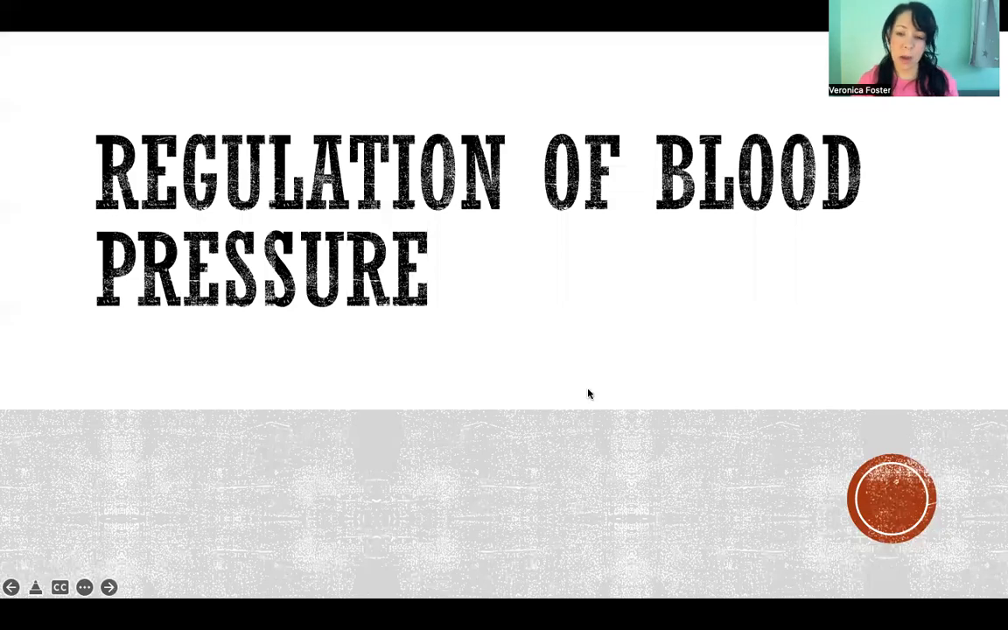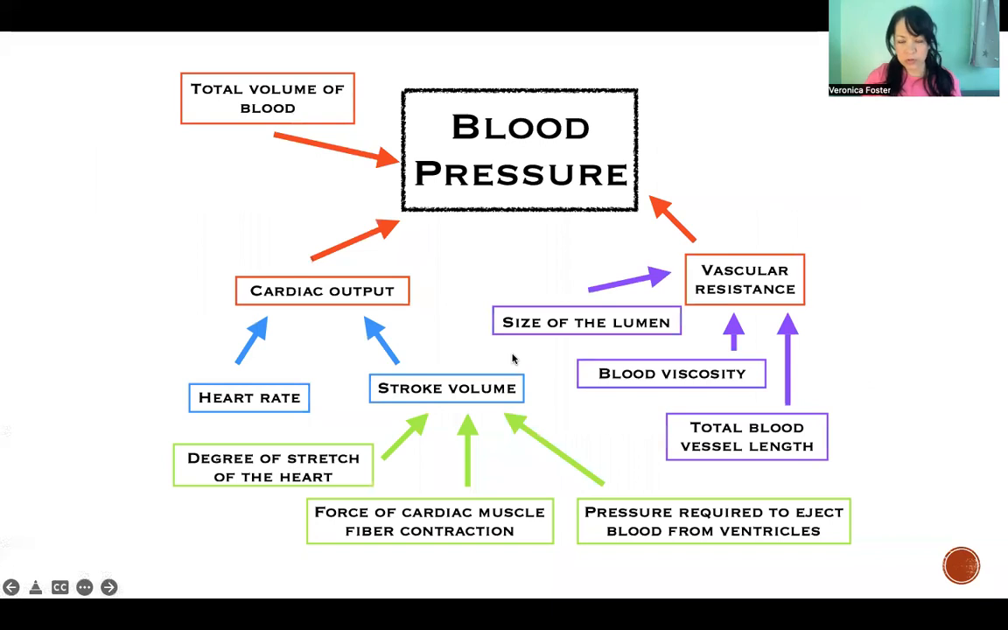Hello, in this video, I'm going to discuss the many factors and variables that we need to regulate in order to control blood pressure. So I want to start with this sort of flow chart here to help you see all the different factors and how they relate to one another. And then I'm going to go through and discuss each one by one.